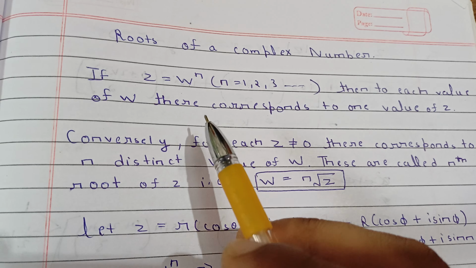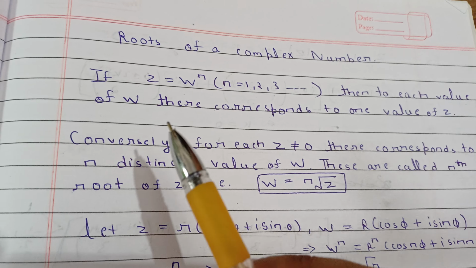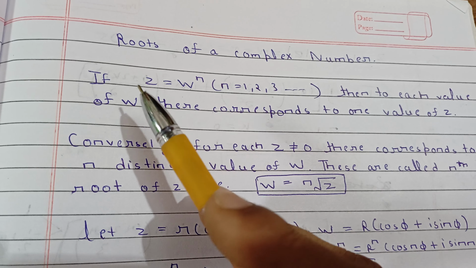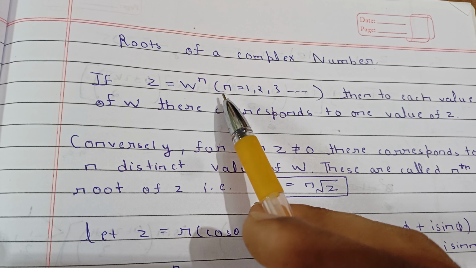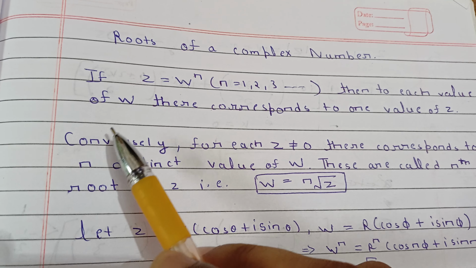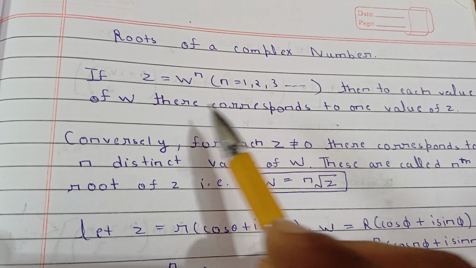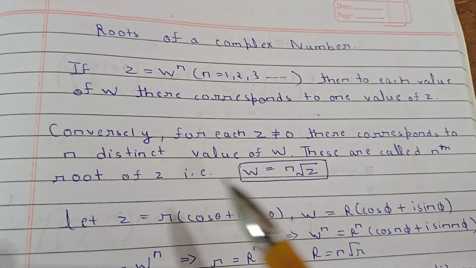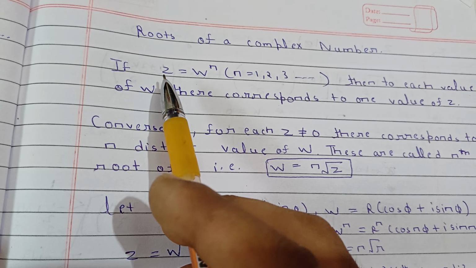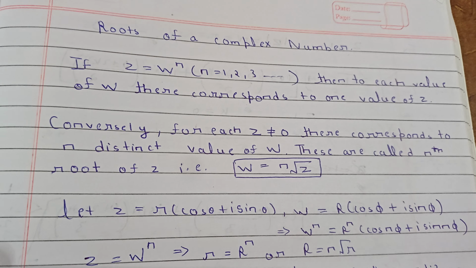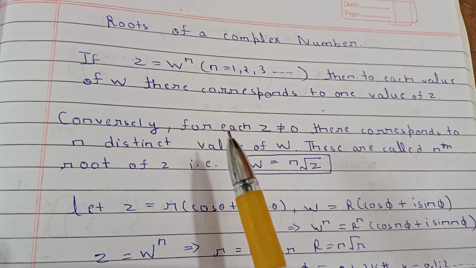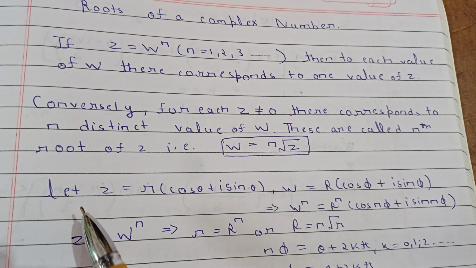Then to each value of w there corresponds one value of z. If you have two roots, then those two roots will give you z again after squaring, and if it is 3 then it will give you z again. So many values of w are possible which correspond to a single value z. Conversely, for each z not equal to 0, there correspond n distinct values of w, and those n values are called the nth roots of z.